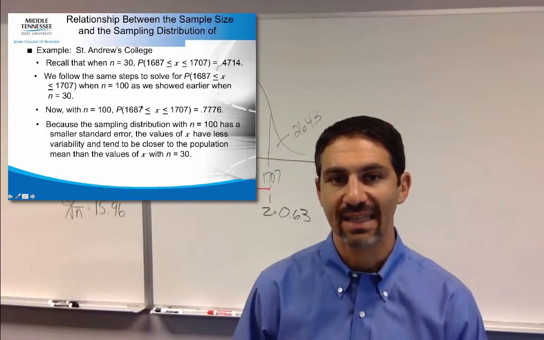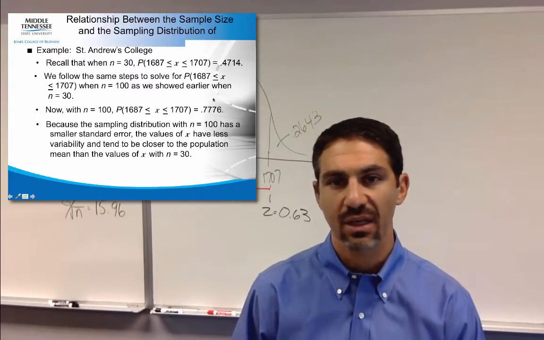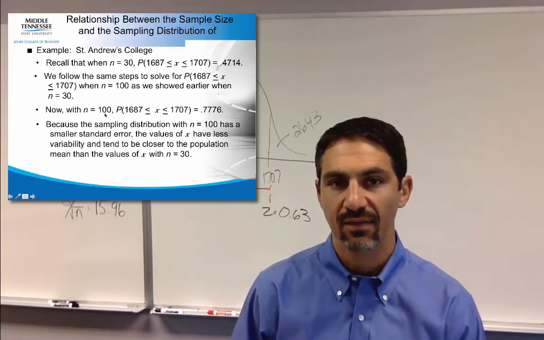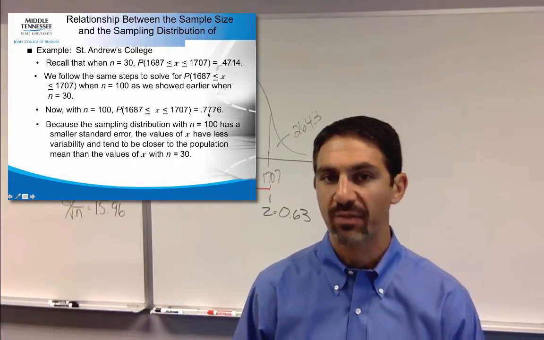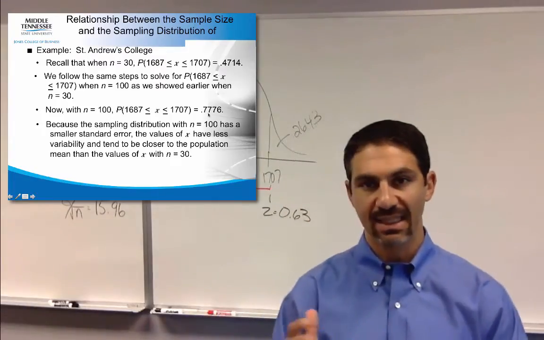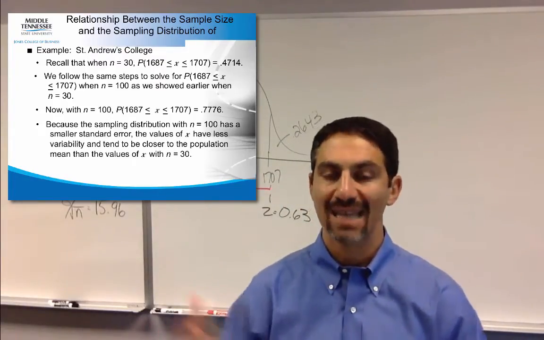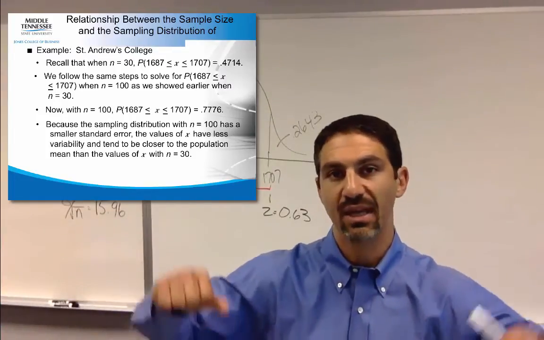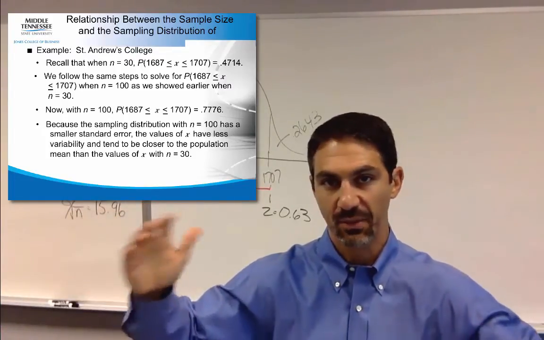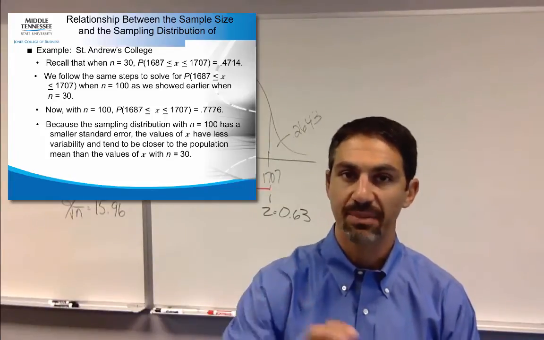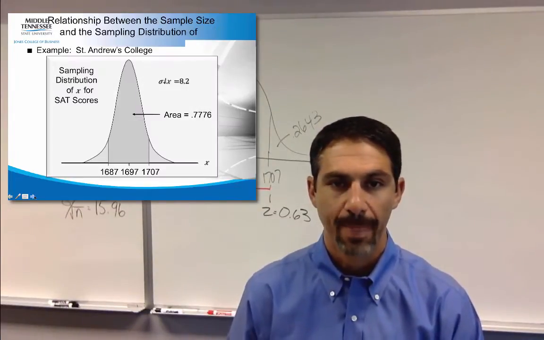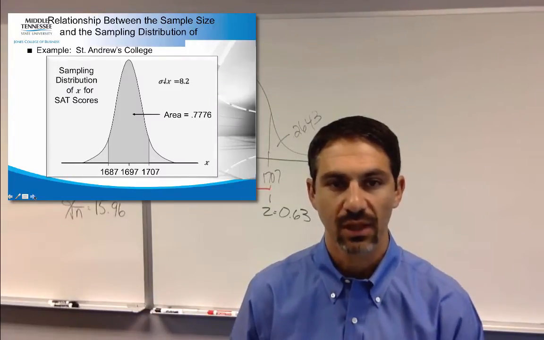Okay, so if I did the exact same calculation using a sample size of 100, the probability of being between 1687 and 1707 is actually 77%. So you'd expect close to 80% of all the values to be between plus or minus 10, where if it was a sample size of 30, it would only be 47%. Okay, and that's what it would look like in that case.